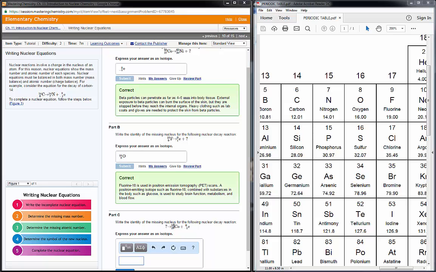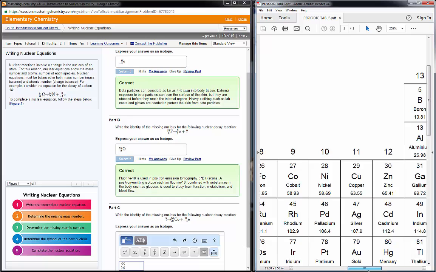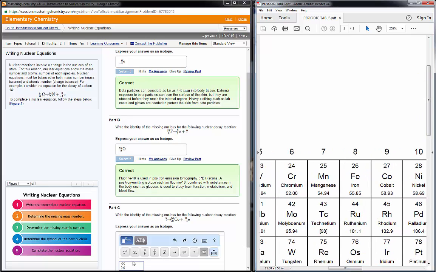Next, if I'm going to predict the reactant that I started with, again, whatever the mass is has to equal the total mass on this side. So 59 plus 0 gives me a mass of 59. And then the bottom number has to be the sum of these bottom numbers. So 27 minus 1 is 26. 59 on top, 26 on the bottom. And then I look on my periodic table to see which is element number 26. It's iron.